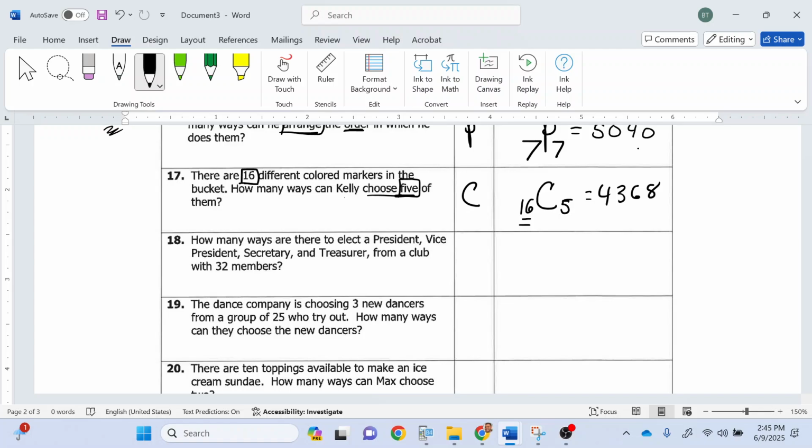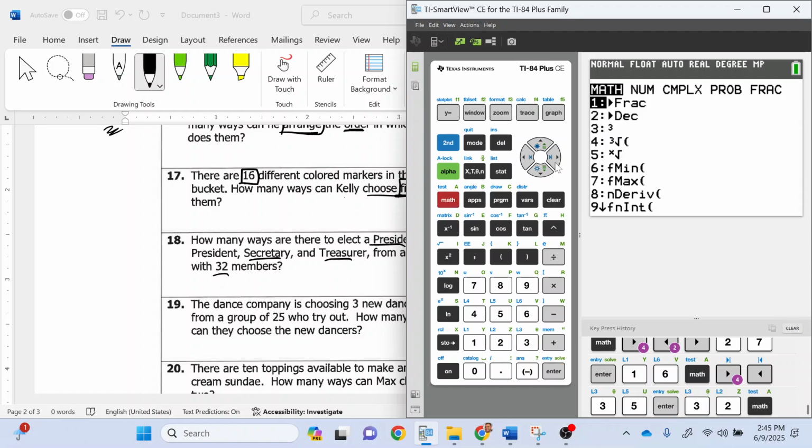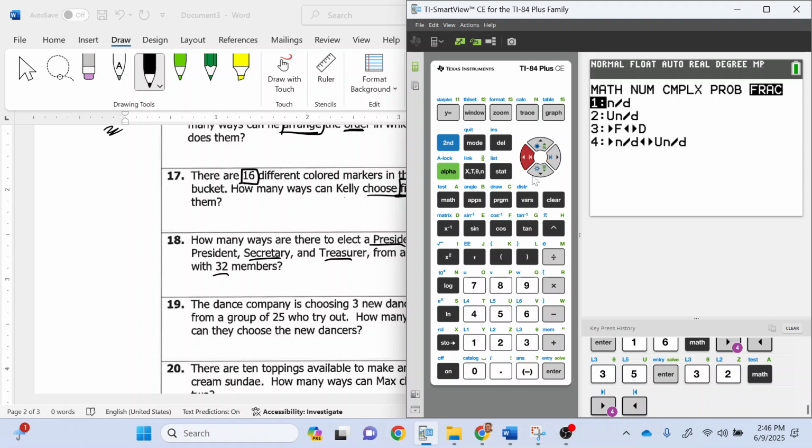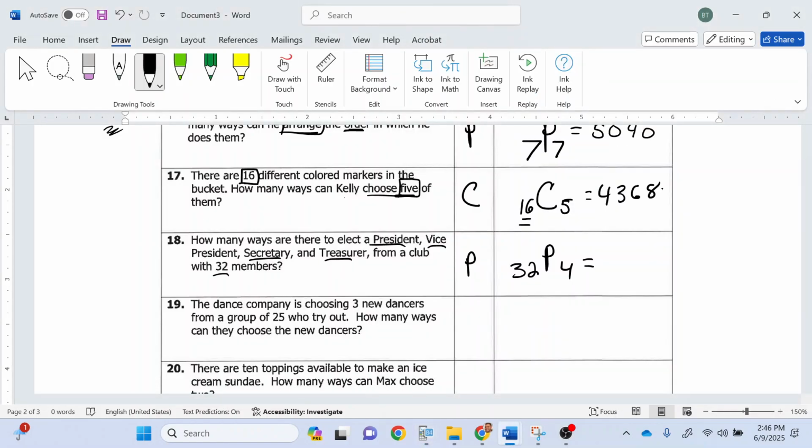How many ways to select a president, vice president, secretary, and treasurer from a club of 32 members? So these are particular jobs. So I'm going to use P. There are 32 members, and I'm picking 1, 2, 3, 4 jobs. So it's going to be 32P4. So 32, math, go to probability, and then option 2 for nPr, and then 4. So 32P4. Wow, there's a lot of ways I could choose this. 863,040.